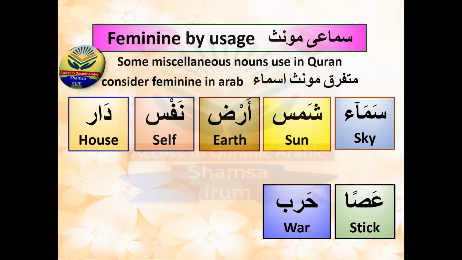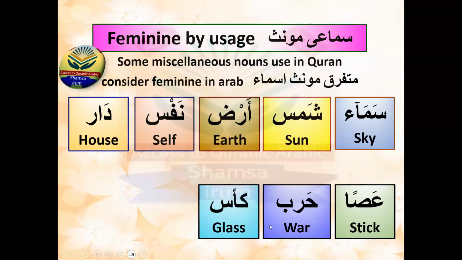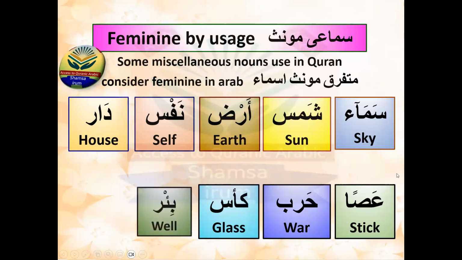Asa, the stick. Whenever Musa alayhi salam's story is mentioned in the Quran, asa is mentioned there. And harbun, ka'sun, which means glass or cup. Bi'run, well. This word is used when Hazrat Yusuf alayhi salam is mentioned, when his brothers throw him in the well. So at that time this word is used in the Quran.